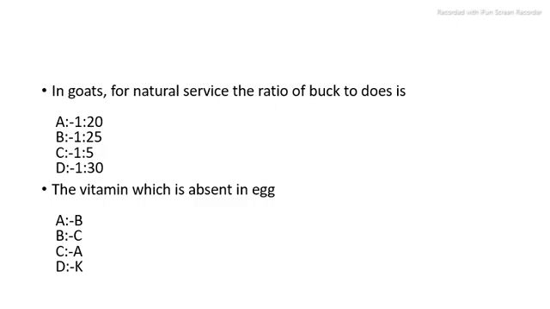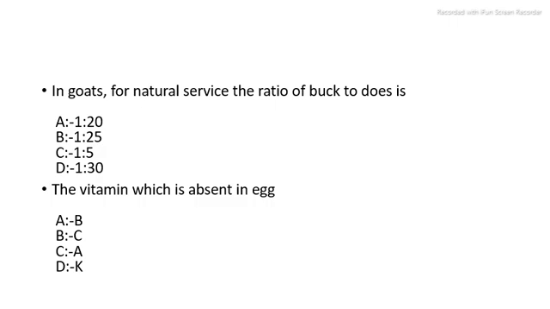Next question. In goats, for natural service, the ratio of buck to doe is option A 1:20, option B 1:25, option C 1:5, option D 1:30. So the correct answer is 1:20.